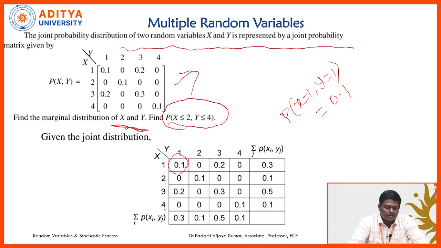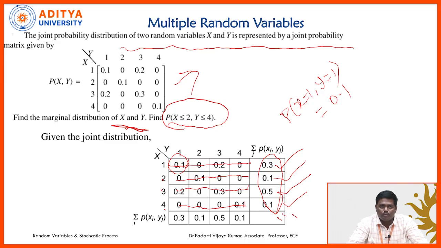And see here, when I sum all these values, the sum is 0.3. When I sum all these values, the sum is 0.1. When I sum all these values, the sum is 0.5. When I sum all the values on the row, I will get... So when I add all these values, this value must be equal to 1.